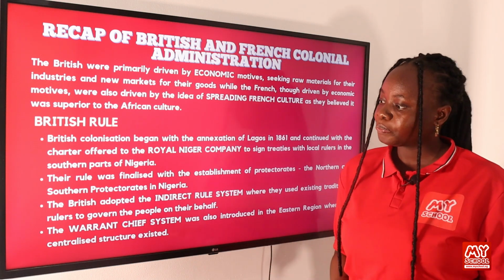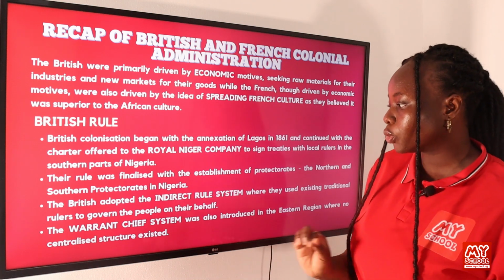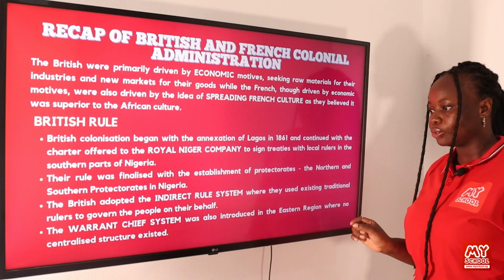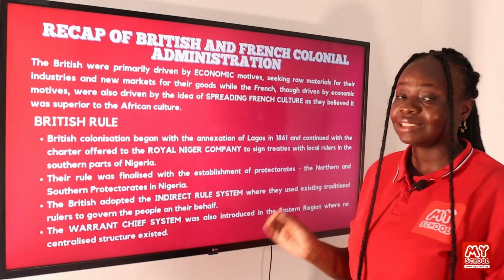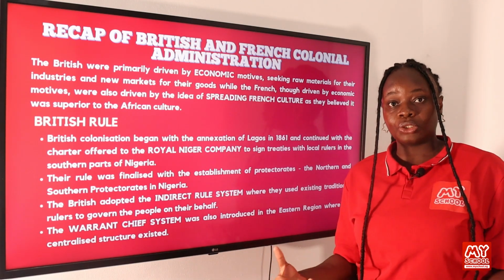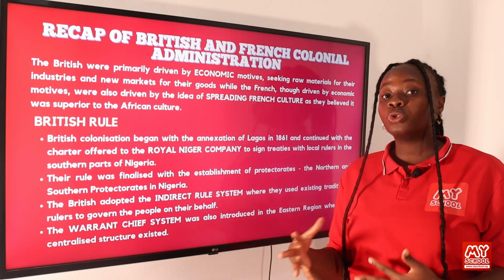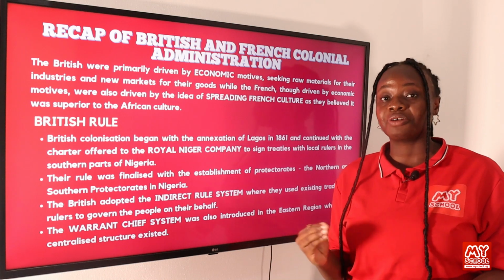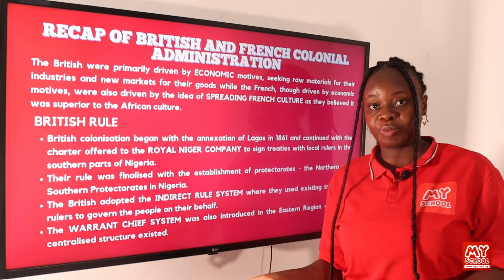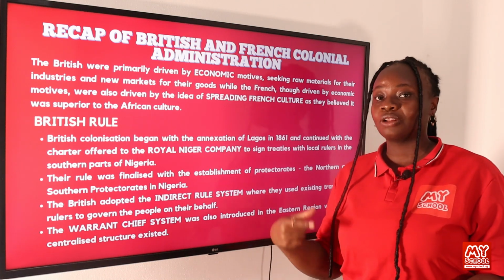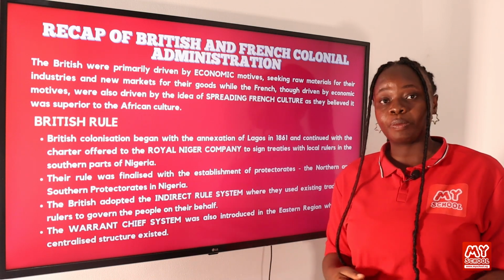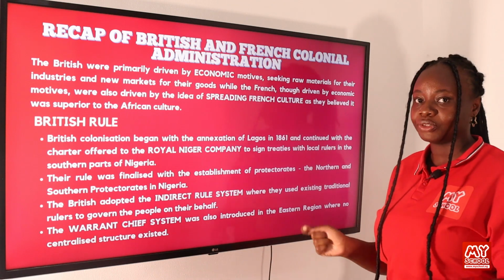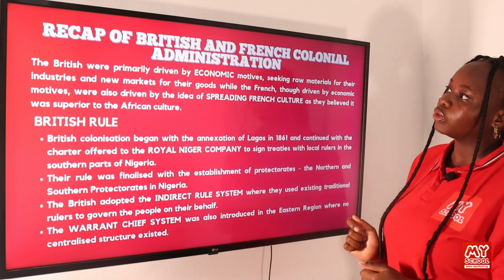So there was also the warrant chief system, which was introduced in the eastern region, where no centralized structure existed. In the eastern region, where the Igbos lived, there was no centralized leadership in that system, and as a result of that, they needed warrant chiefs to be put in charge of the people to help to implement policies and also collect taxes from the people in the eastern region. So that's why they introduced that warrant chief system in the eastern region in Nigeria. Now let's move on to the next slide.